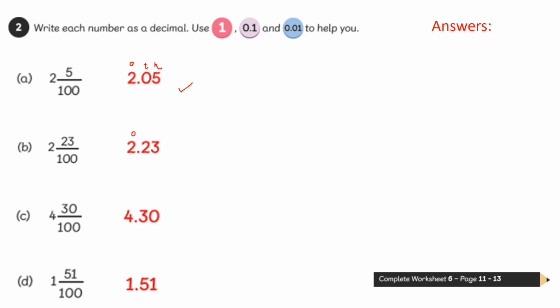Right, moving on to question B. We had to write 2 and 23 hundredths as a decimal. We can see that we've got 2 in the ones column and we've got 20 in the tens column, and then a 3 in the hundredths column. So the answer would be 2.23. Right, question C. 4 and 30 hundredths as a decimal. Now I'm not going to do all of the place value numbers above, but I'm hoping you'll be able to see the pattern here that we would therefore write question C as 4.30. And last but not least, question D, writing 1 and 51 hundredths as a decimal would be 1.51.